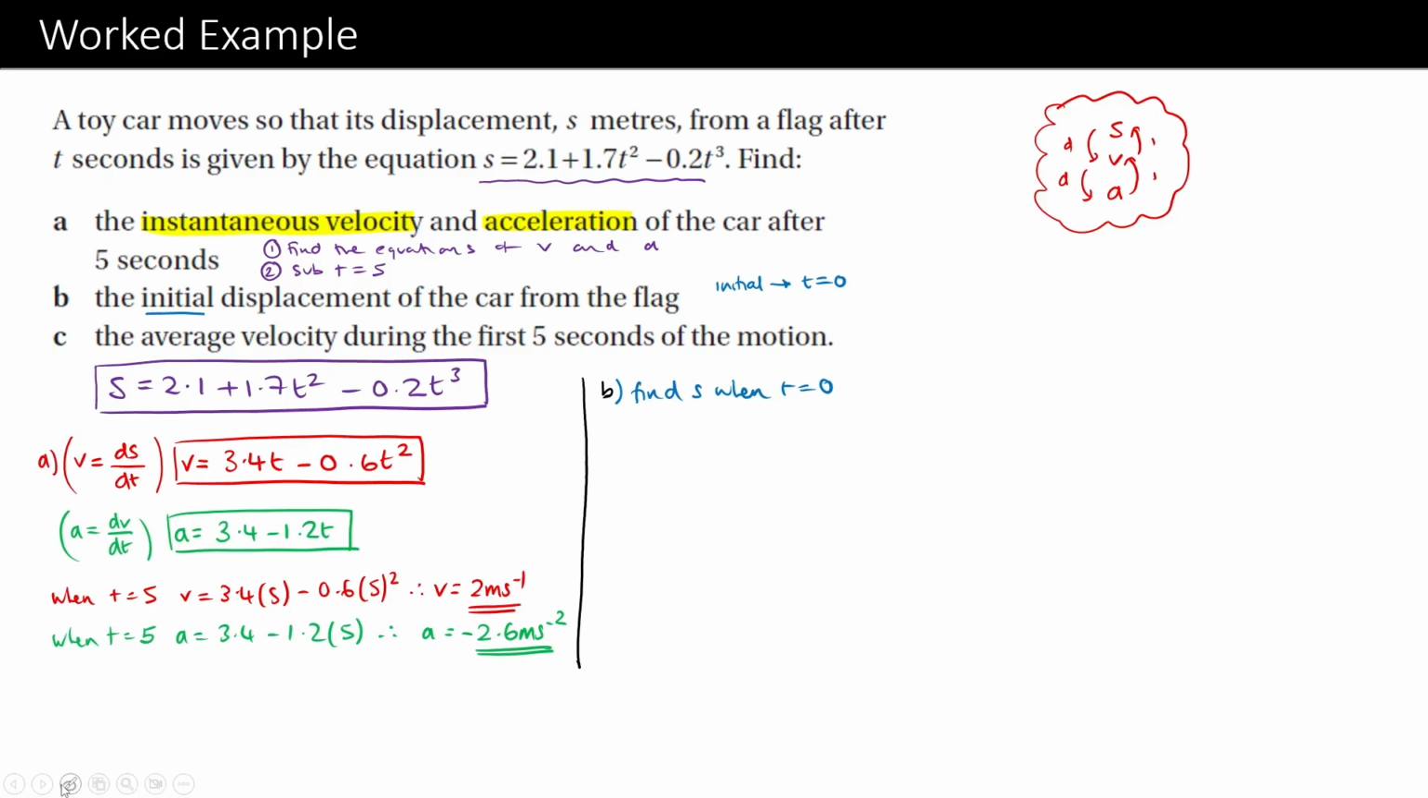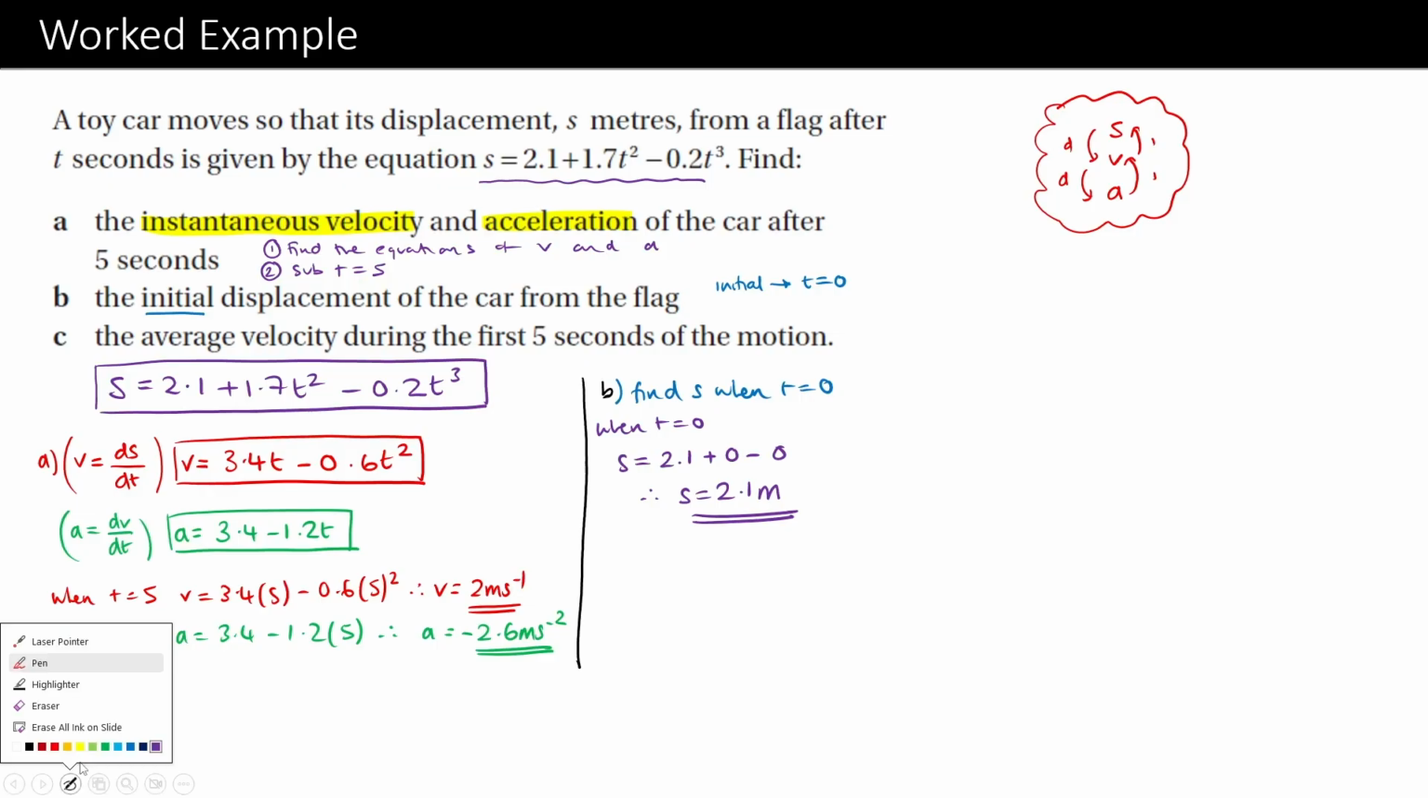Now for this, I'm going to need the formula for s. So when t equals 0, s is going to equal 2.1 plus 0 minus 0. So s equals 2.1, and the units for displacement here are going to be meters. Then finally for part C, it says the average velocity during the first 5 seconds of the motion.